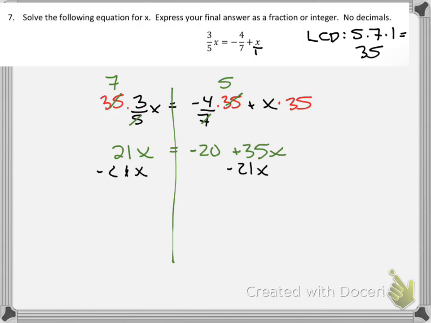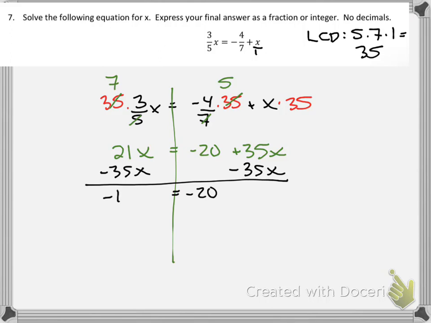So at this point, you might be thinking about subtracting 21x from both sides, but that's going to be a mistake. The reason is that you're going to then get 0 equals negative 20 plus 14x, and then you have everything on one side. So we really don't want to subtract 21x from both sides. You can do it, it's just going to take you longer. Instead, what we really want to do is subtract 35x from both sides.